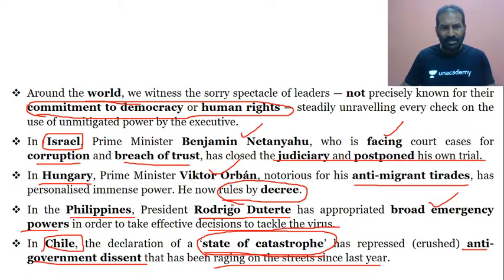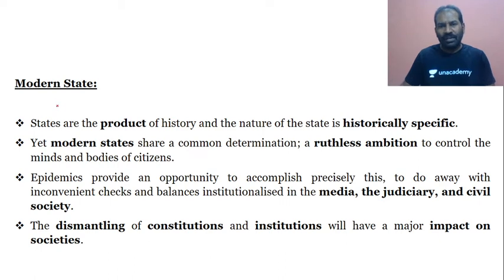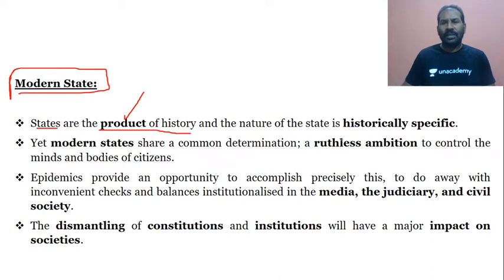To handle the pandemic situation, on the overreach of power in India and across the world, we have taken the examples of Israel, Hungary, Philippines and also Chile. And now we will look at the modern state. We know that the states we have now are definitely the product of history and of historical specifics. Because of that, the modern state has come.